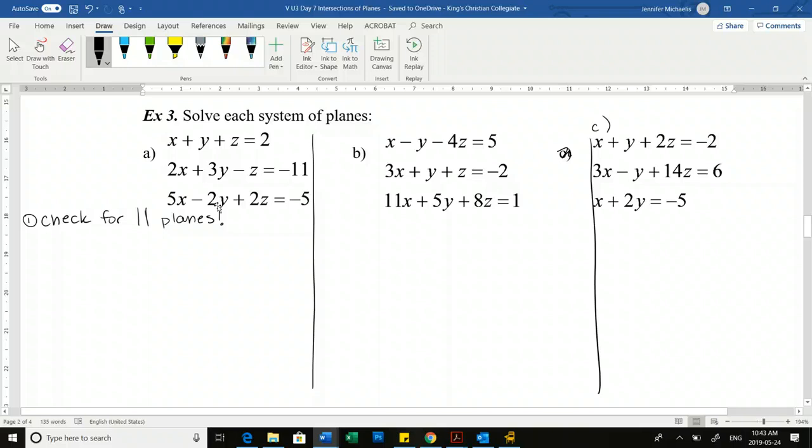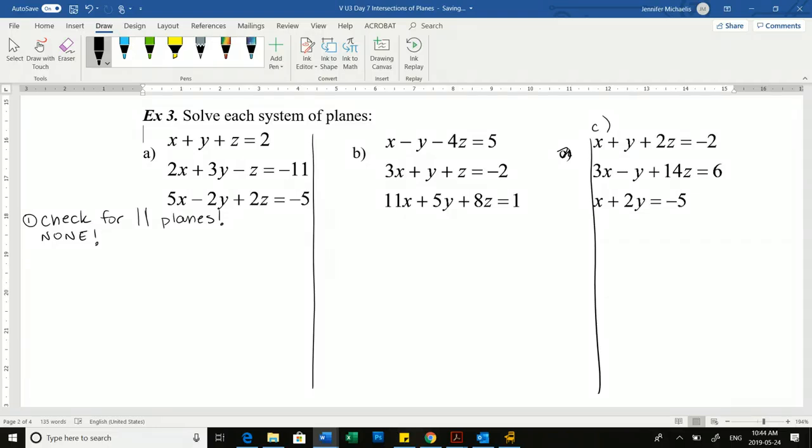So if there's some scalar multiple that I can multiply by one of the equations to make those equations the same, that means they can be parallel. If the constants happen not to be the same, they're parallel and distinct. If the constants with that multiple end up being the same, they're parallel and coincident. So here we have no planes that are parallel.